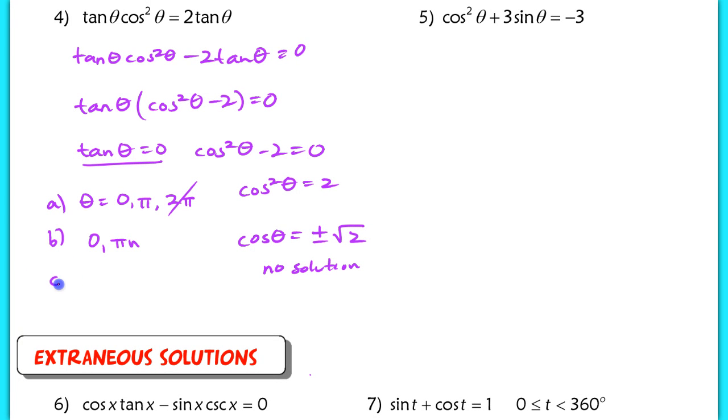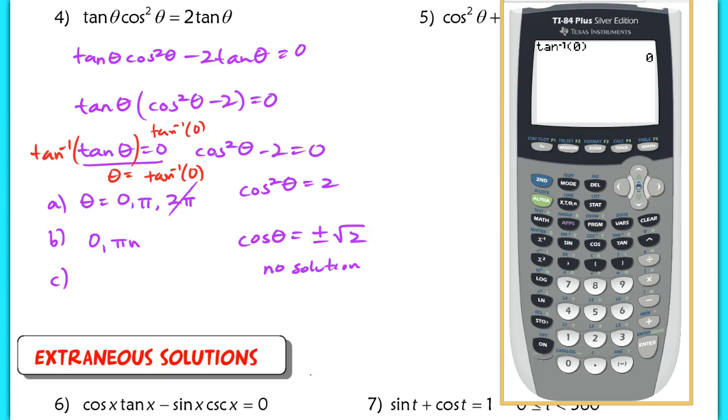Okay, now for part C, I'm going to take out a calculator in a second. But let's just say that you haven't done any of parts A and B yet, so that you've stopped here, and you think to yourself, okay, I'm going to use my calculator now to solve both of these equations. When you type this into your calculator, you're going to have to isolate that theta. So you need to take the inverse tangent of both sides, right? We end up with theta equaling inverse tangent of 0. That's exactly what I would type into my calculator, so I've already done that for you, and I end up with just one solution of 0.